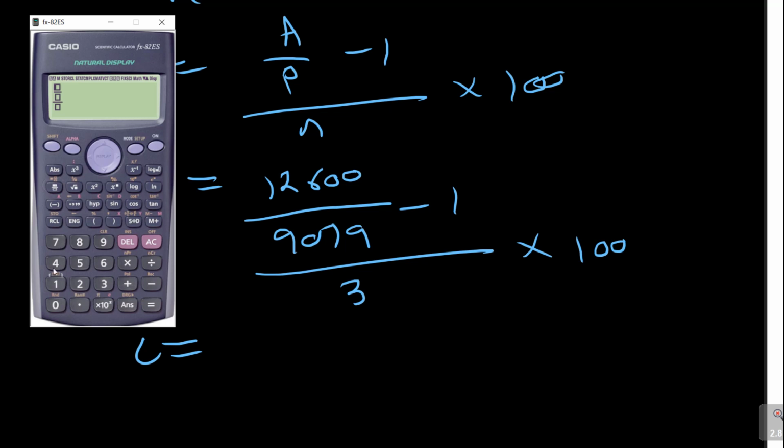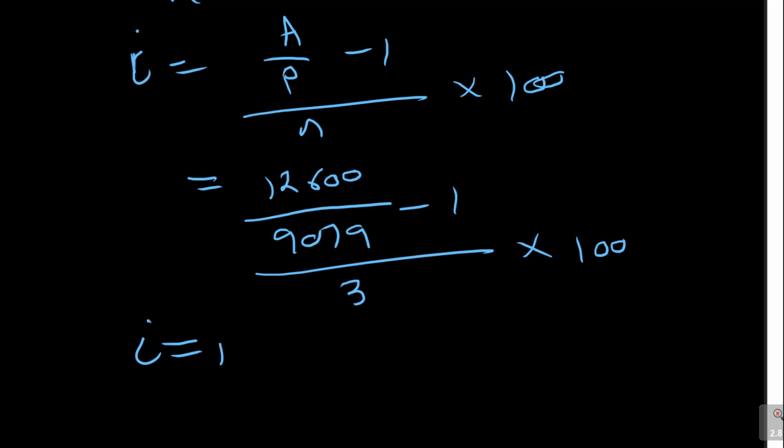Use the fraction key: 12,600 over 9,079, minus 1, over 3, and then you multiply by 100, equals, there, I hope I did this right, 12.93%.